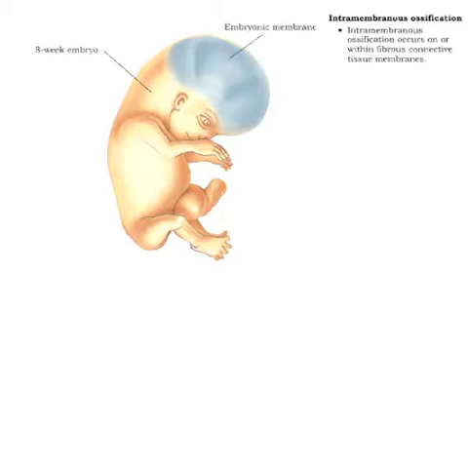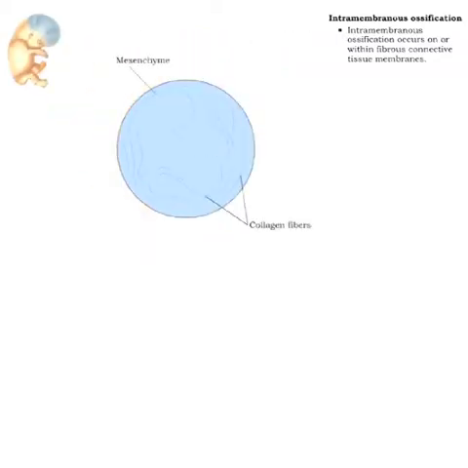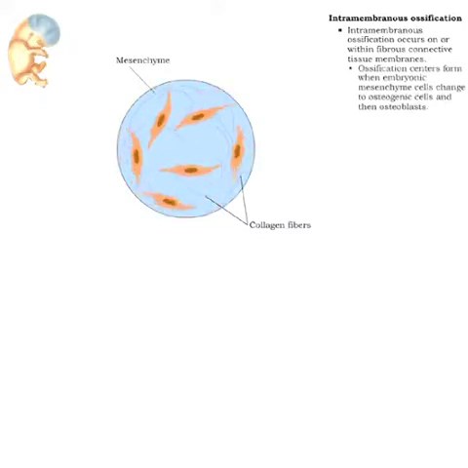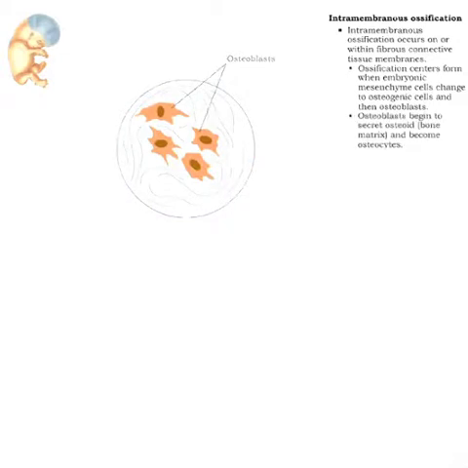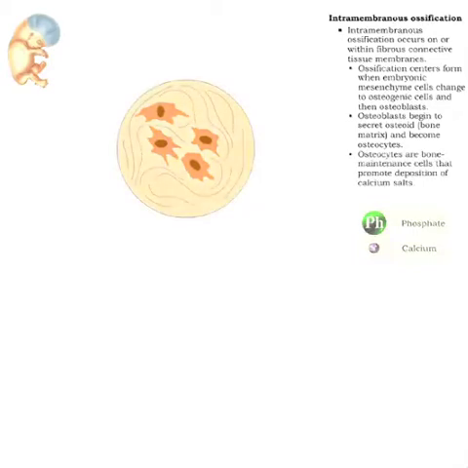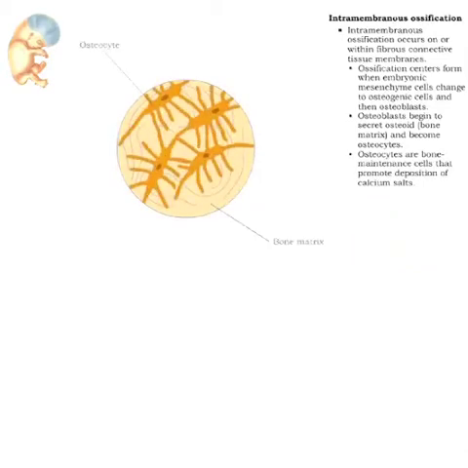During intramembranous ossification, bone is generated on or within fibrous connective tissue membranes. As the process begins, mesenchymal cells differentiate into osteoblasts in regions called ossification centers. The osteoblasts secrete osteoid, or uncalcified bone matrix. Over a few days, osteoblasts become osteocytes, and calcium and other mineral salts are laid down, hardening the matrix.